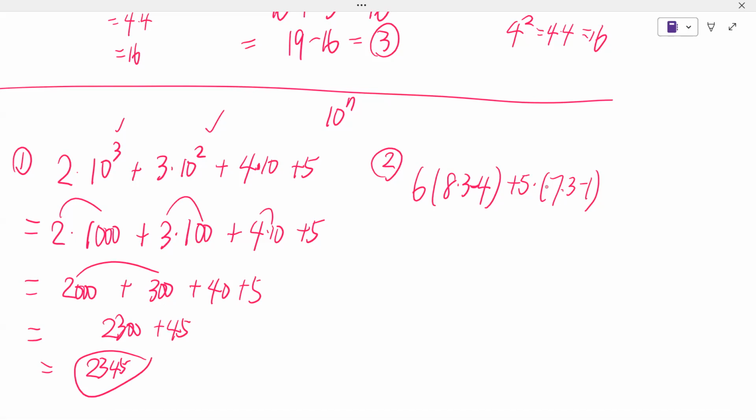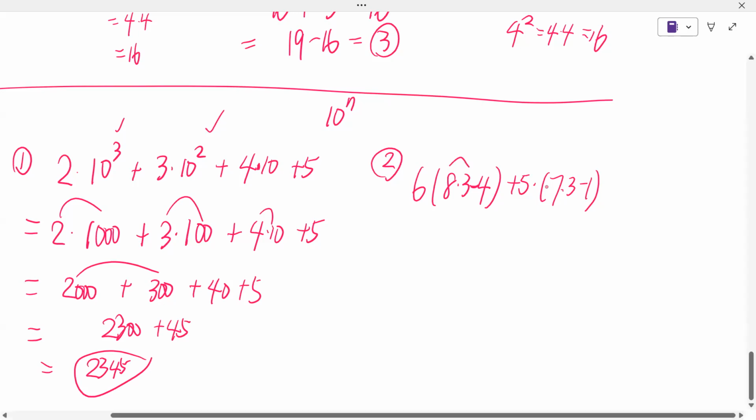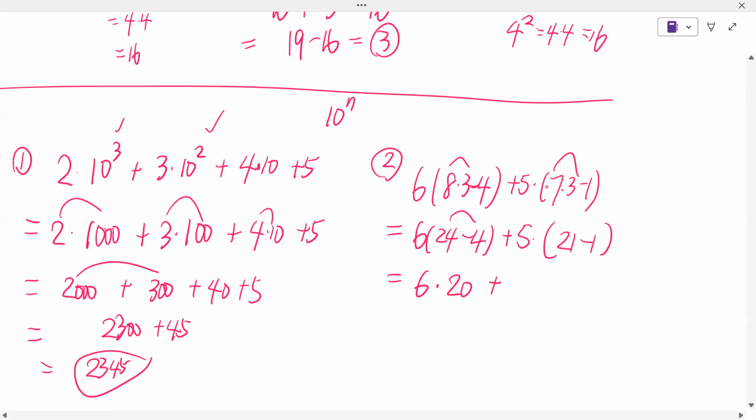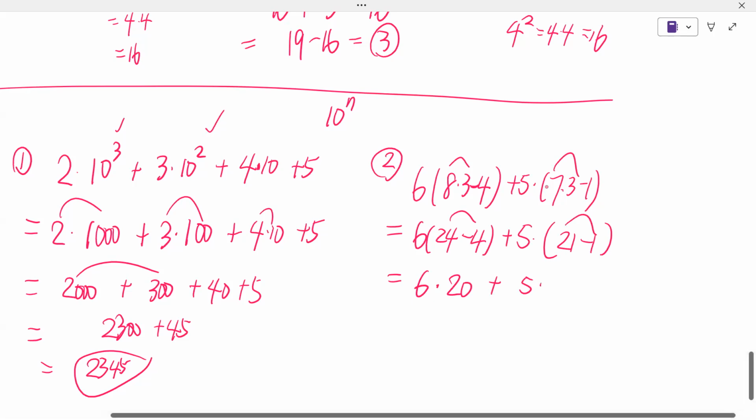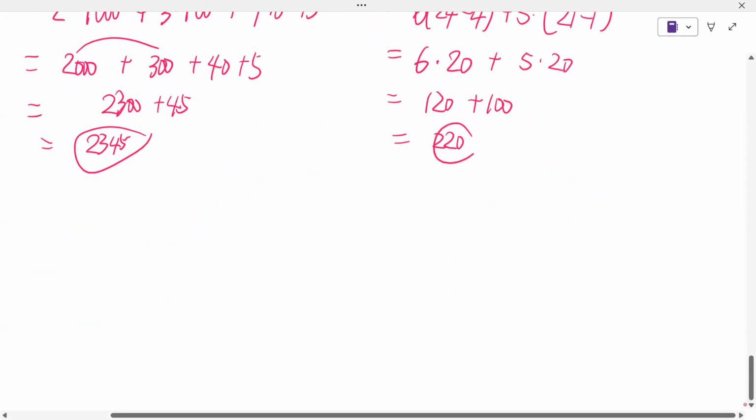Okay, and the next one, we go into the parentheses first, so multiply 3 and 8 equals 24 minus 4, right? And the second parenthesis, 3 times 7, 21 minus 1. So we get 6 times (24 minus 4), that's 20, so 120. 5 times (21 minus 1), that's 20, so 100. So that's going to be 120 plus 100. So that's 220. Okay, so that's basically how we apply the order of operations to tackle these kinds of problems.